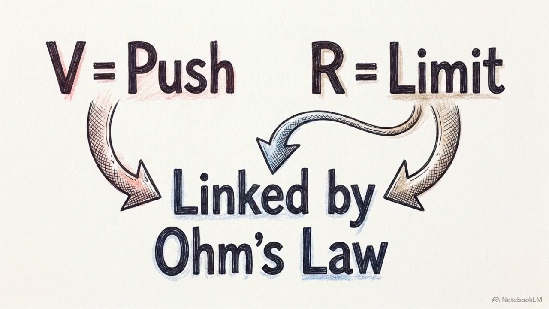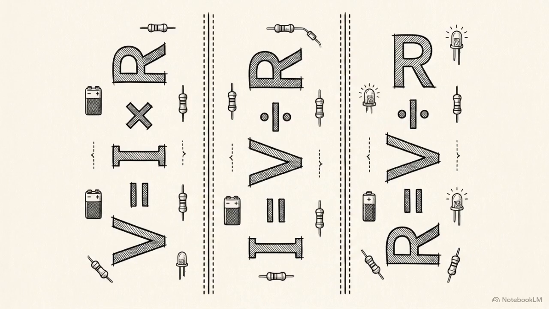It all rests on this summary. Voltage pushes the charge, resistance limits it, and Ohm's law connects them. You can extract 3 variations of the formula. V equals I times R, I equals V divided by R, and R equals V divided by I.